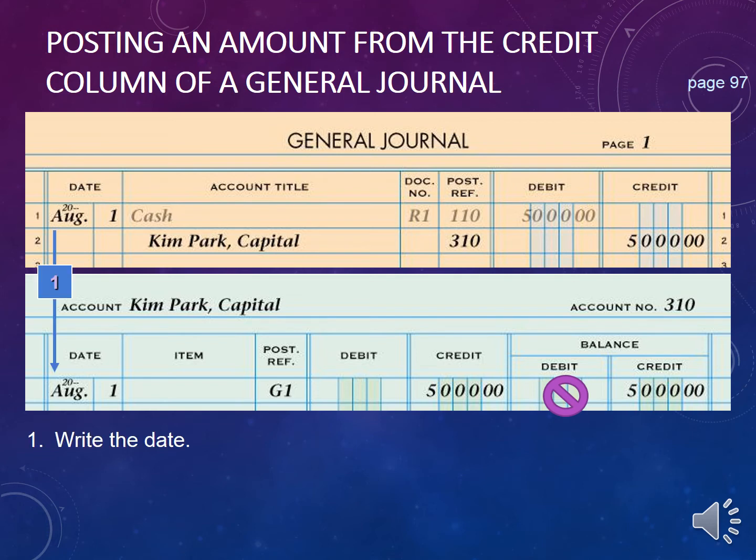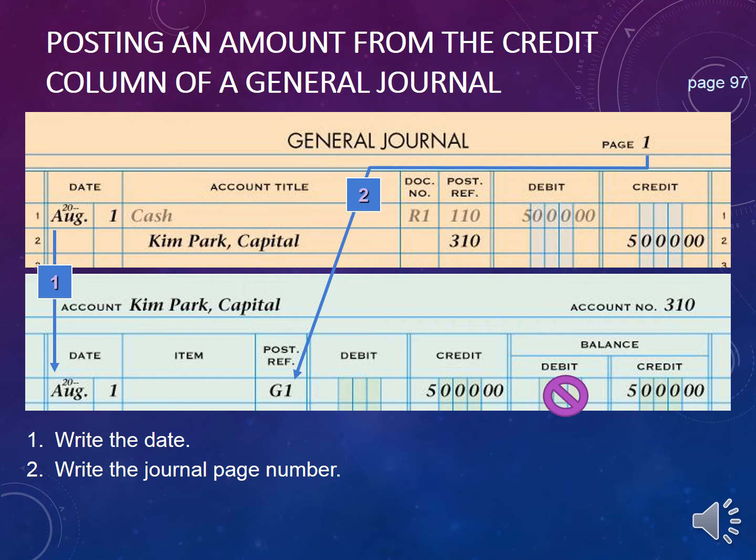So the first step is to record the date. Again, the date is the same date given in the general journal. We just carry that into our general ledger account for Kim Park Capital. Then we will record the post reference column, the general journal page number. In this case, it's G1 for general journal. We will leave the item column blank. We then will take the credit amount listed in the general journal and go to the capital account in the general ledger, and in the first credit column we will record $5,000.